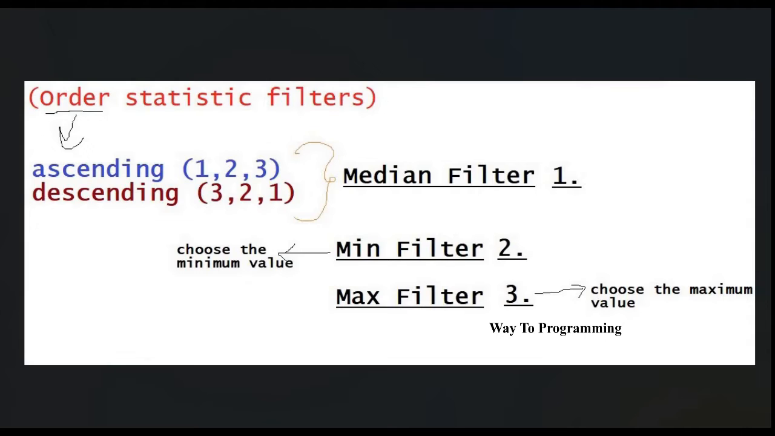Now let's see how these filters work one by one. We'll take a few examples. The median filter works with ascending or descending order. You can keep the values in ascending order, or in descending order, because ultimately it's going to choose the middle value. Irrespective of whether the sequence is in ascending or descending order, it will always pick the median, the middle value.